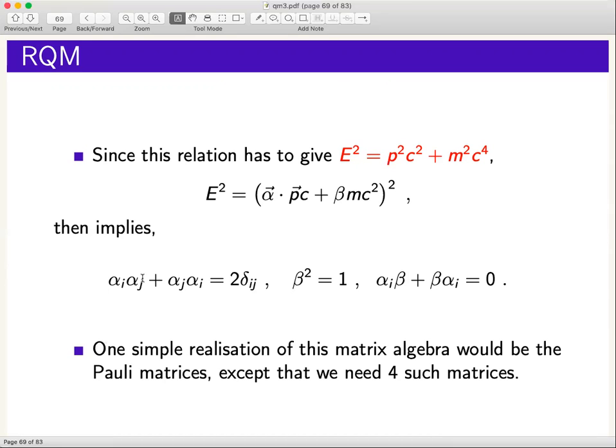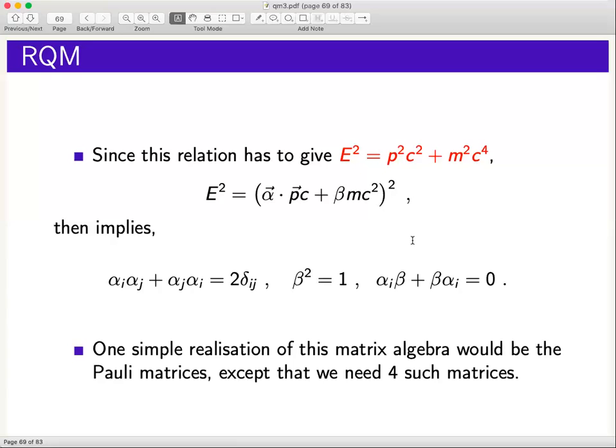You say alpha_i alpha_j plus alpha_j alpha_i is equal to 2 times delta_ij. That is what would give you p squared c squared. And beta squared equals 1 will naturally give you m squared c to the 4. Then of course there are cross terms, and those you'll have to set to 0. Here also, because of delta_ij, cross terms are essentially 0. So if you use these constraints on alphas and betas, then the square of this first order dispersion relation produces the relativistic equation that we have.